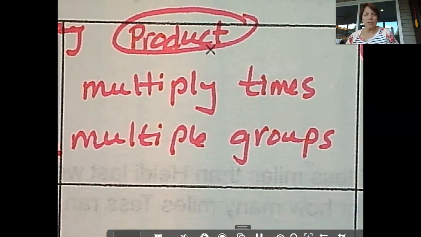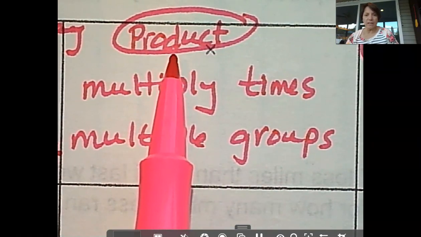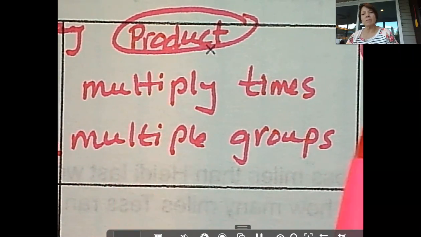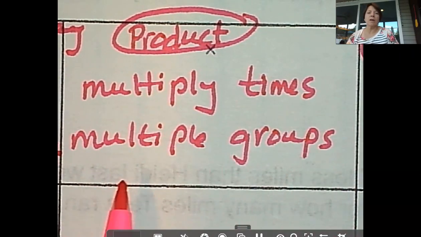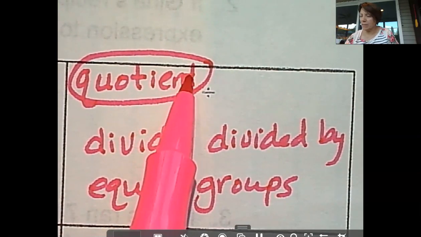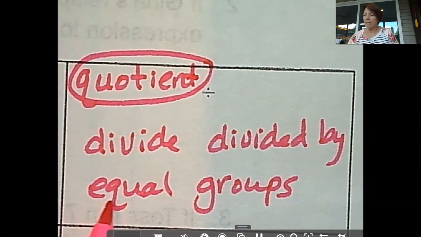Some options for words that might indicate that we're going to have a multiplication problem. Product is the answer to a multiplication problem. Multiply, multiply times, times by, multiple groups. And some words that might indicate that we are going to be dividing. Quotient, that's a T there, not a D. Quotient. Divide, divided by, broken up into equal groups. Those are all going to indicate division.